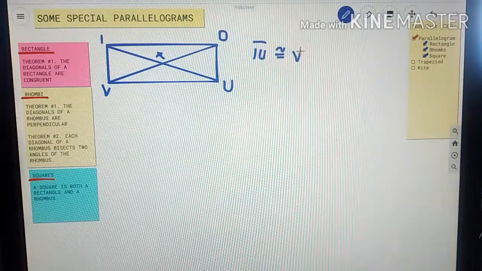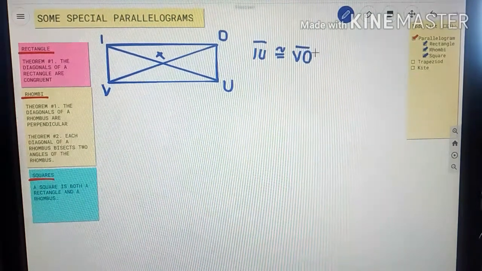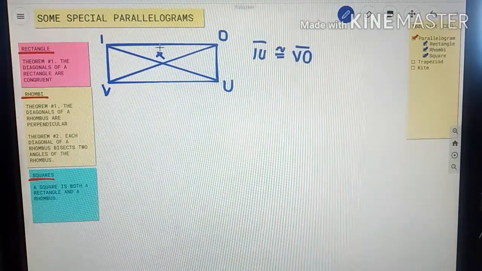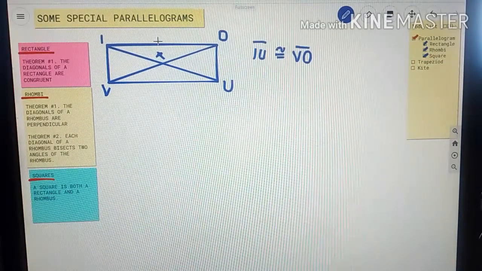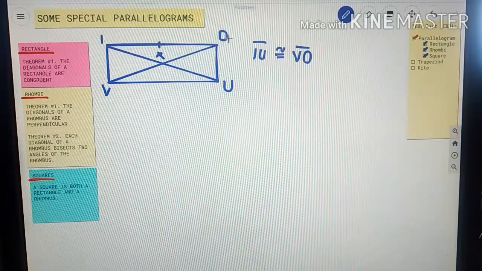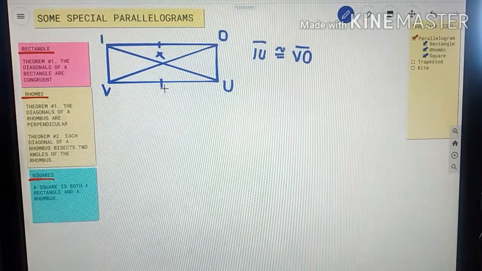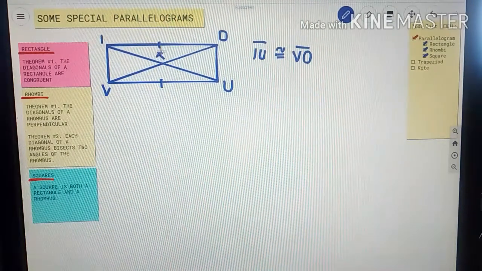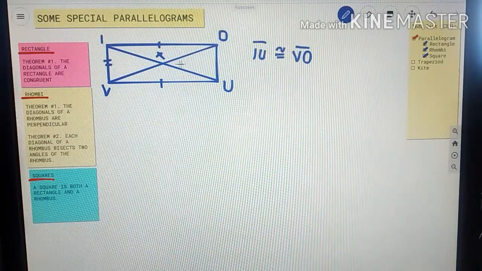There you go. And remember, its opposite sides are also congruent. The line segment IO and the line segment VU are congruent. Also, this line segment IV here and OU.